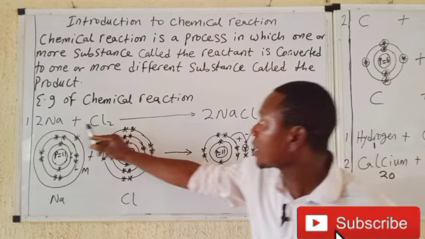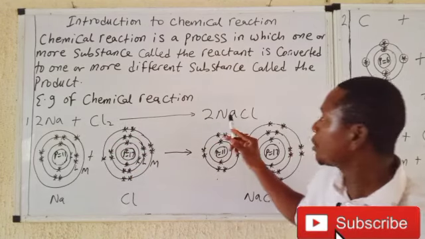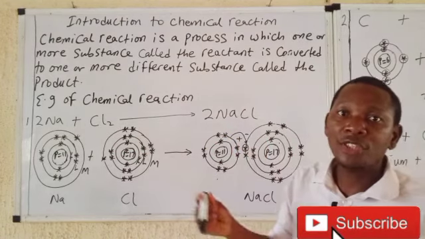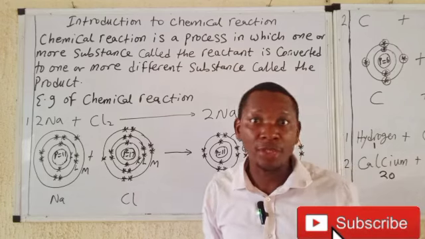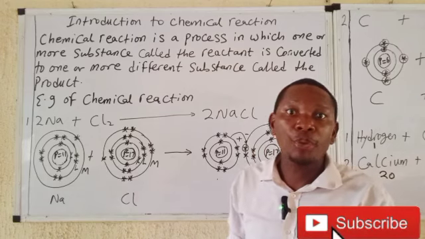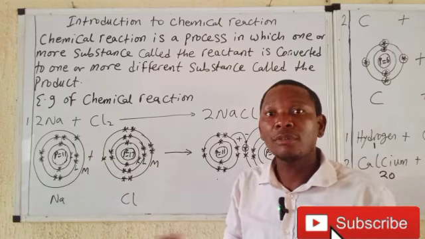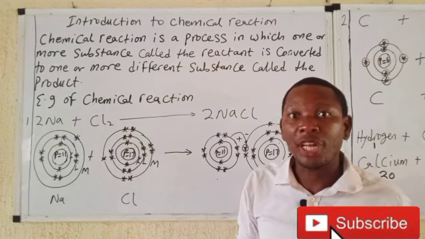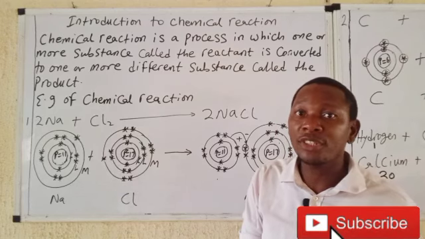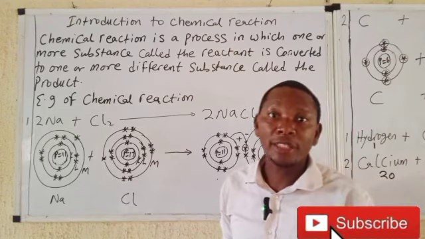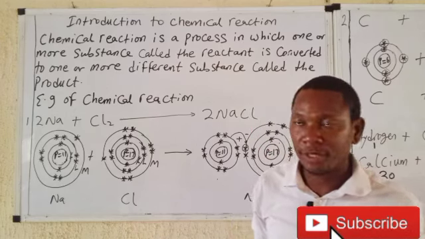In this case, the reactants are 2 in number and the product is 1. So this is chemical reaction. That's what chemical reaction means. Reactants, which can be 1 or more in number, are converted to the product, which can also be 1 or more. Remember, the product is actually different from the reactants and they have different properties.